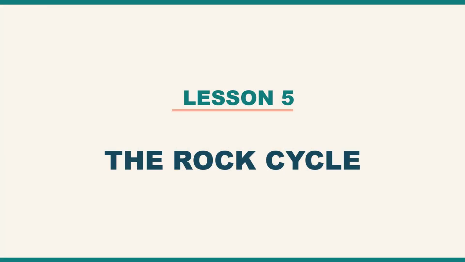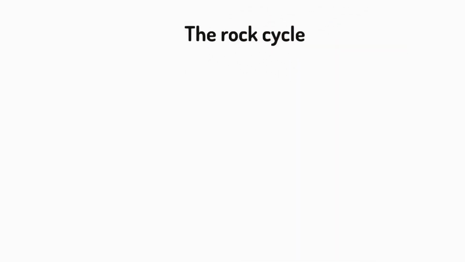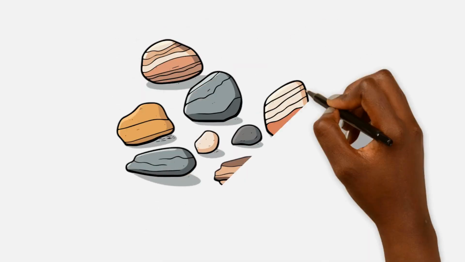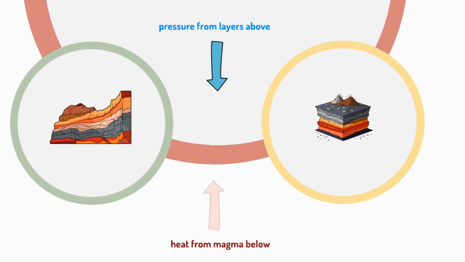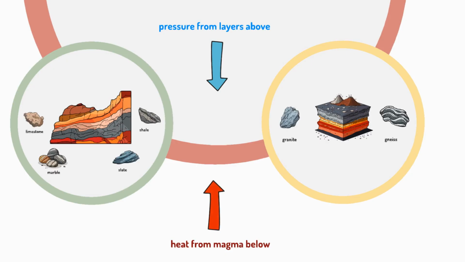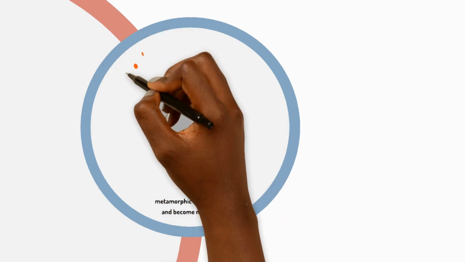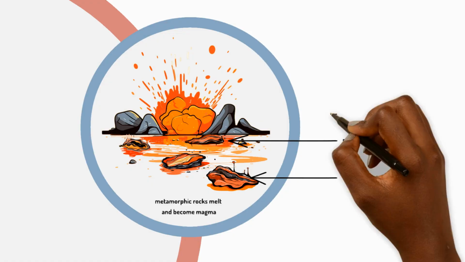Now let's learn all about the rock cycle. Remember what we learned about metamorphic rocks? Well, that was only part of a longer journey called the rock cycle. To recap, heat and pressure can change igneous and sedimentary rocks into metamorphic rocks. But if we keep heating metamorphic rocks, they melt and eventually form magma. You might remember that when magma cools, it becomes igneous rock.